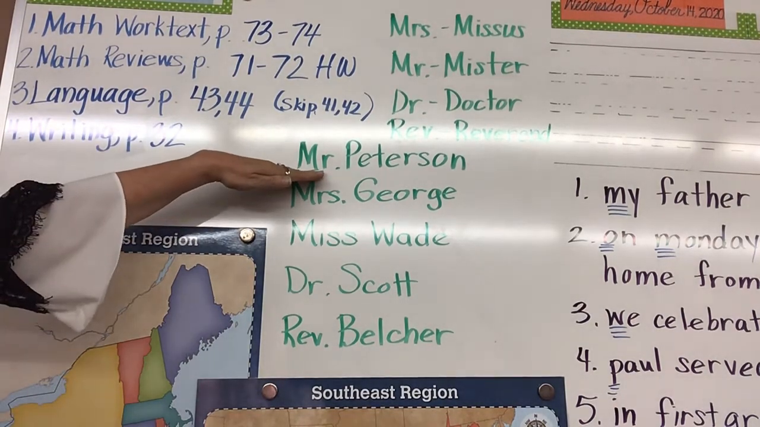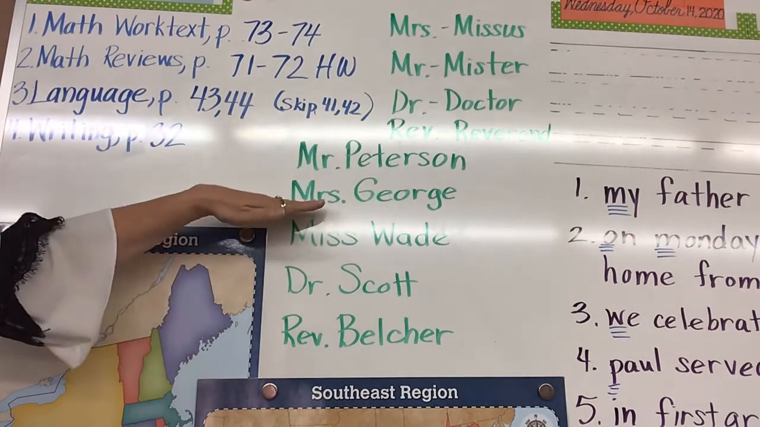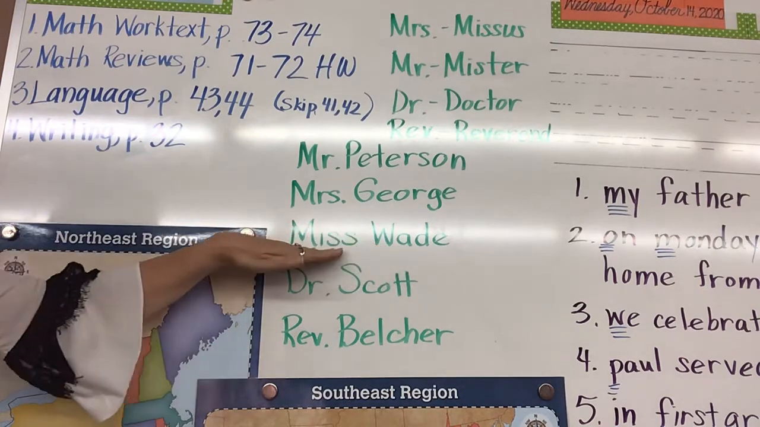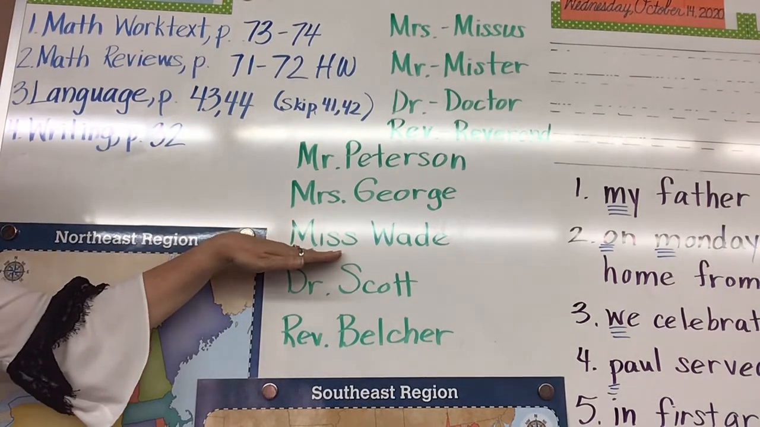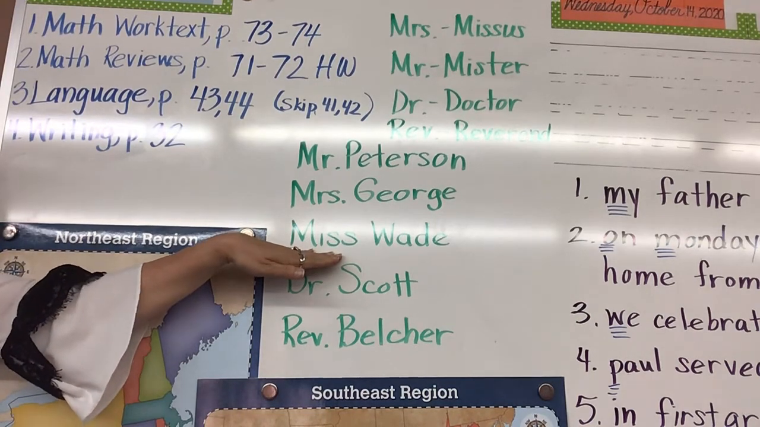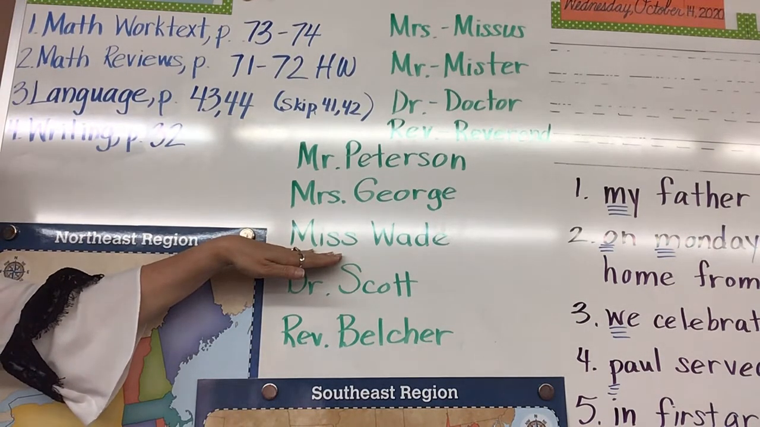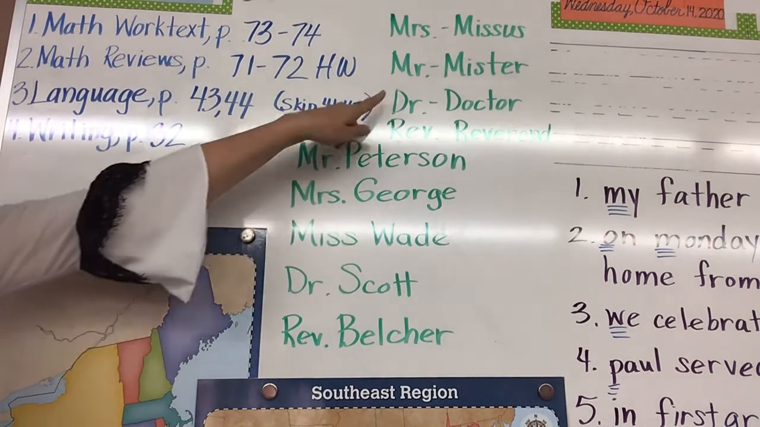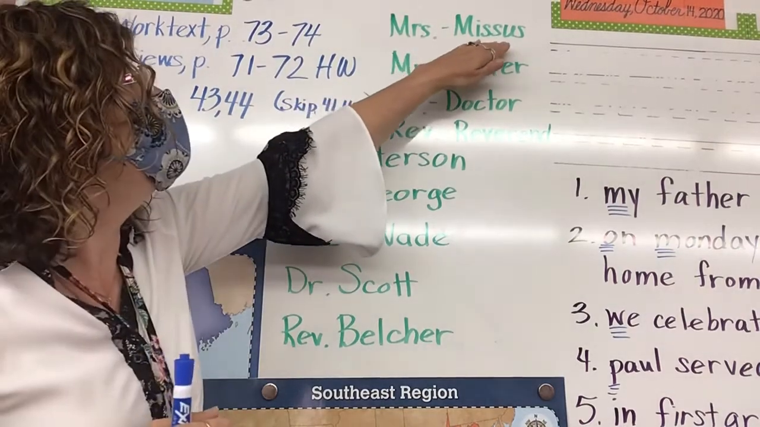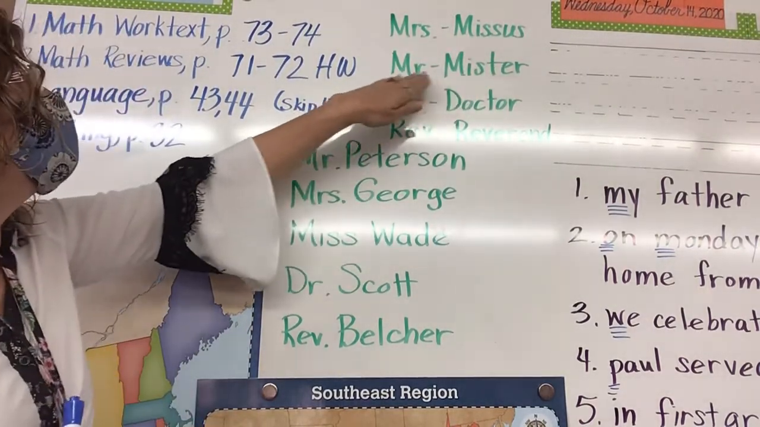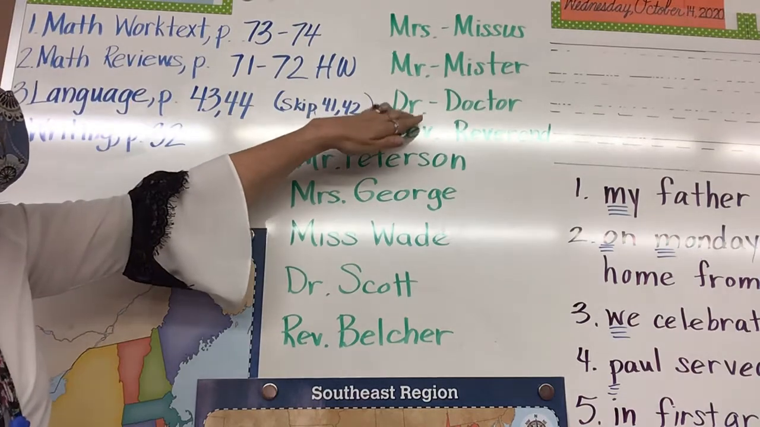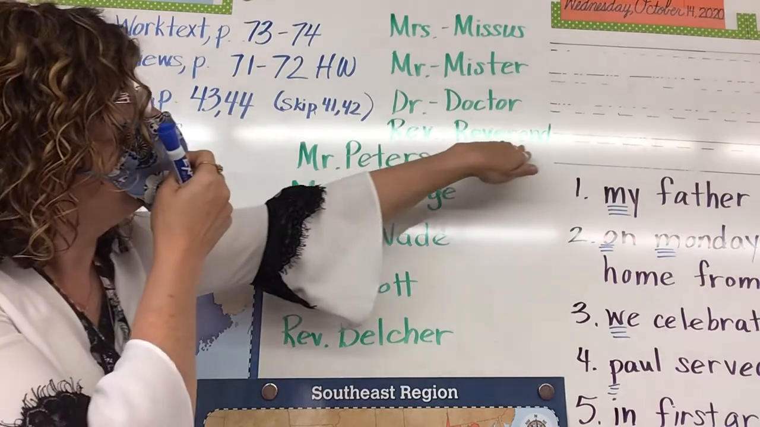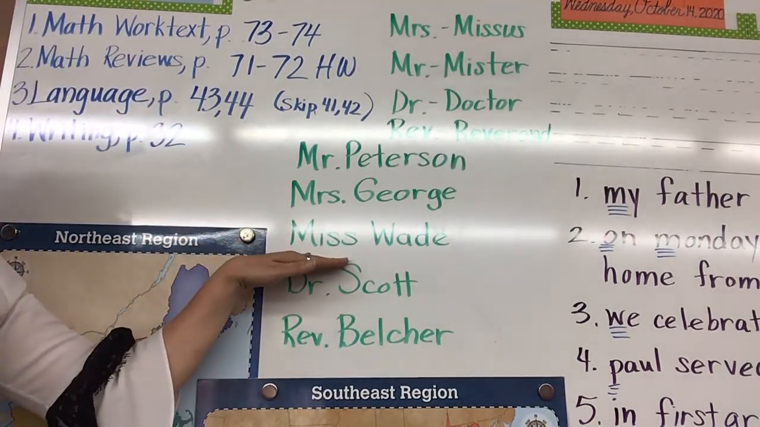So now we have some names here. This is Mr. Peterson, Mrs. George, Miss Wade. Now, look at this. Everybody looking. This is another title of respect. Do you see a period? No, because this is not an abbreviation. This is the whole entire word. It does not need a period. This one needed a period because it was short for Mrs. This one needed a period because it's short for Mr. This one needed a period because it's short for Doctor. And this one needed a period because it's short for Reverend. Well, this one doesn't need a period.